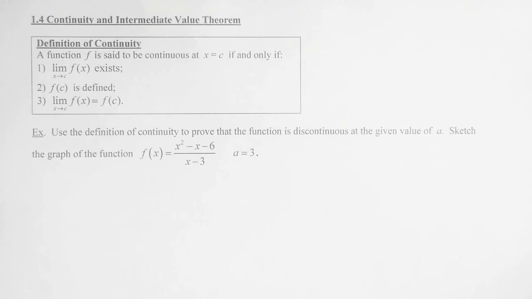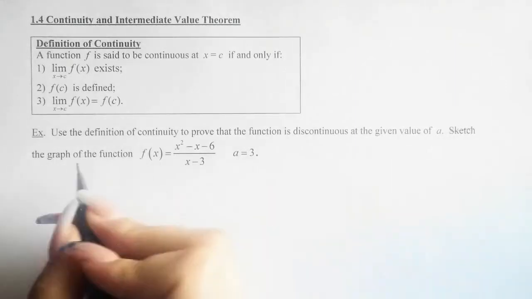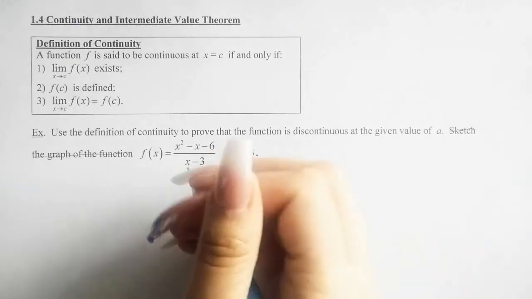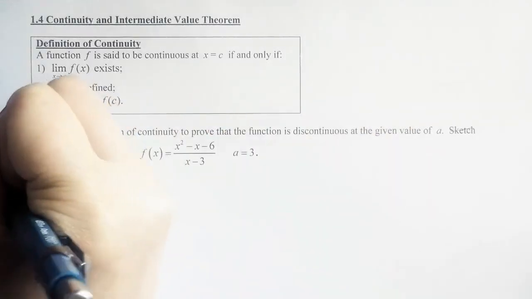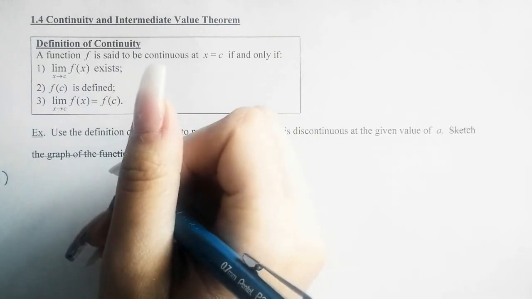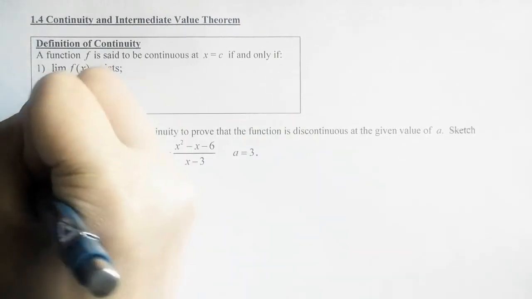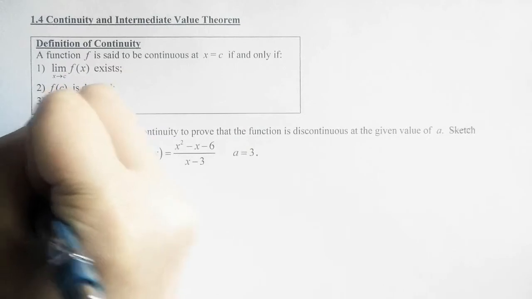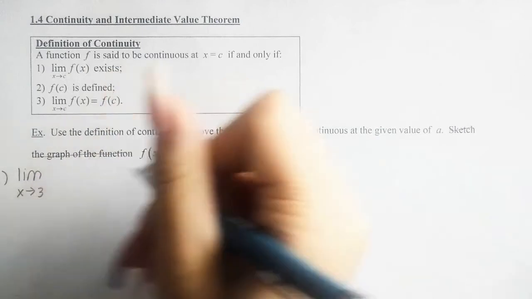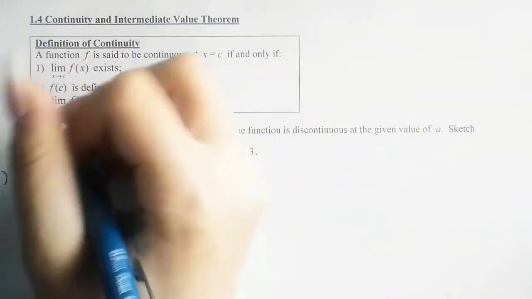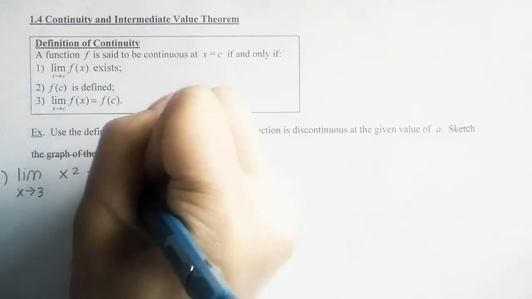In the first example, we need to use the definition of continuity to prove that the function is discontinuous at the given value of a. I don't need you to sketch the graph. If you want to, you can, but it's not needed. So what are you going to do here? Number one, you want to find the limit when x approaches 3. Why 3? They are telling you to prove it at 3. So you are going to find the limit of your expression here.